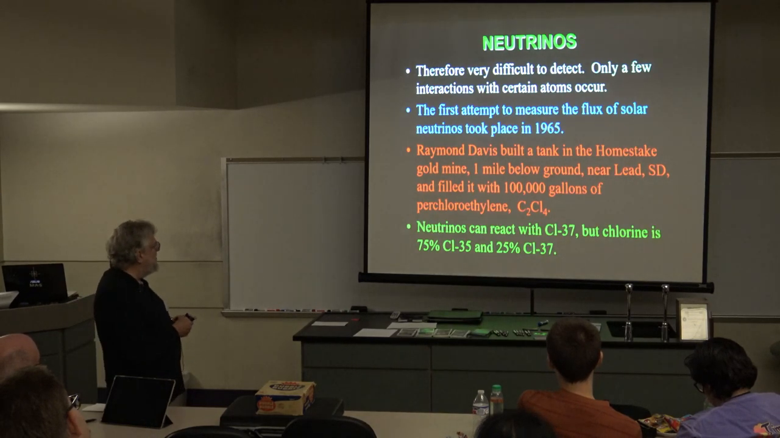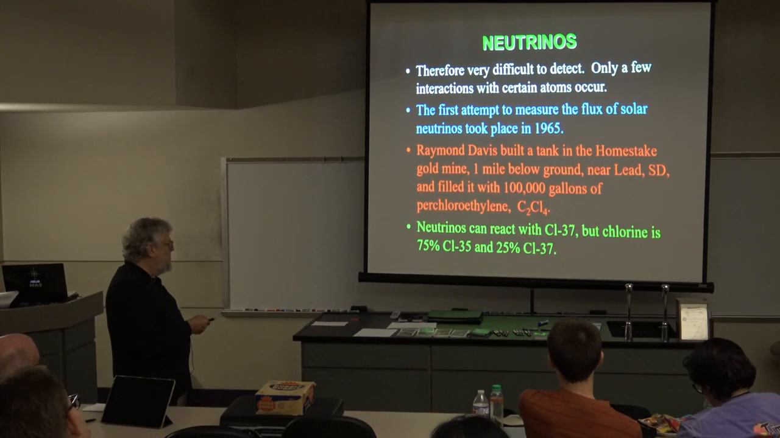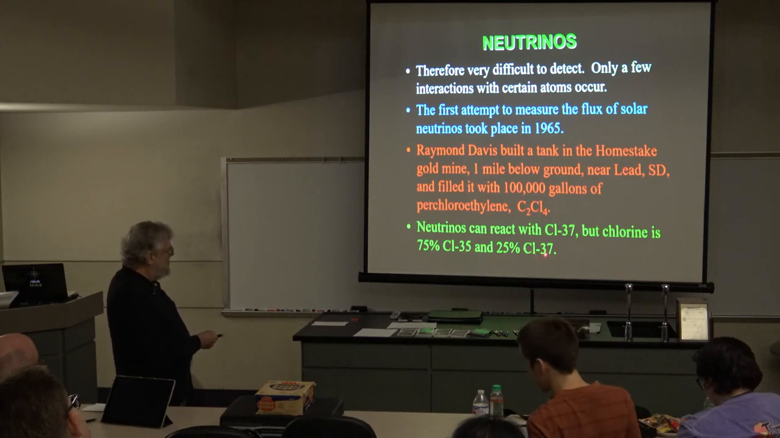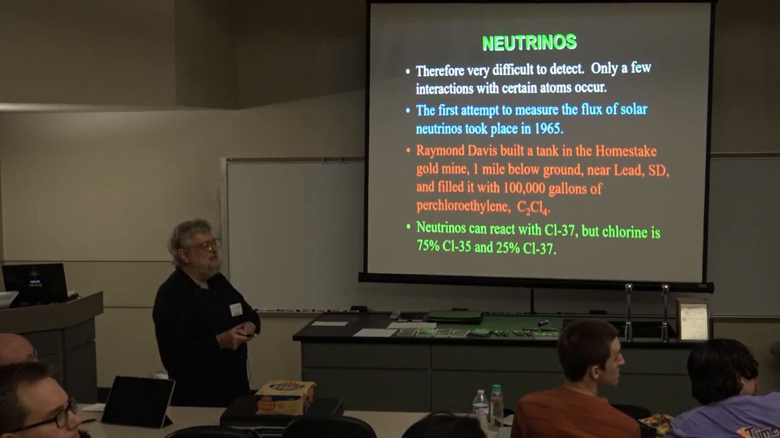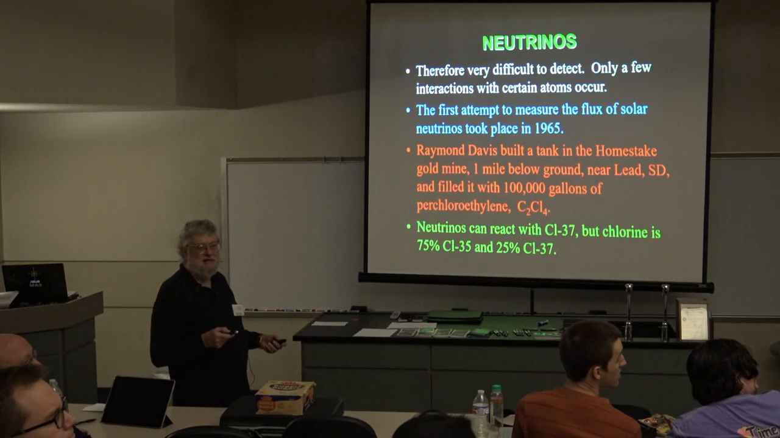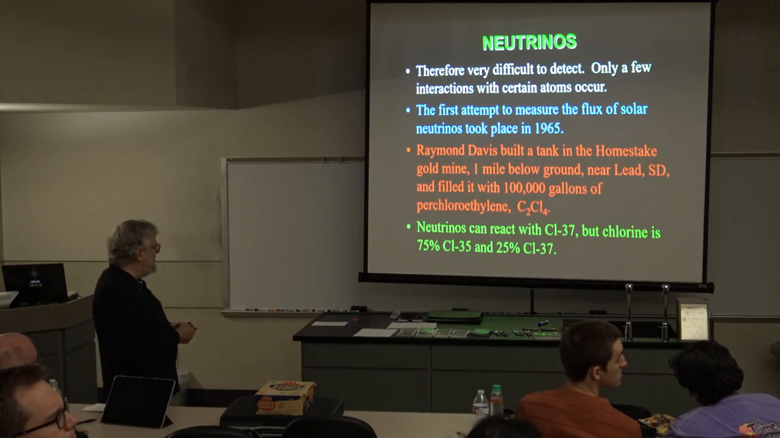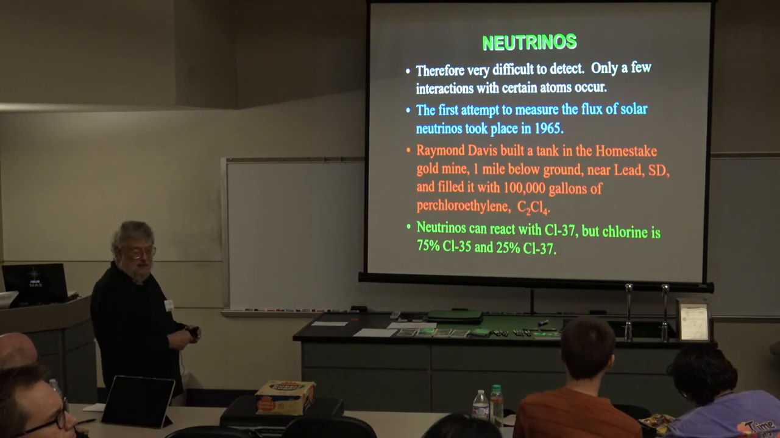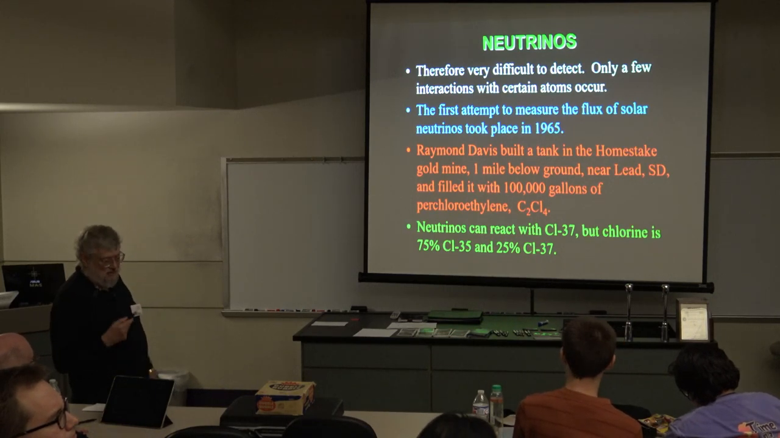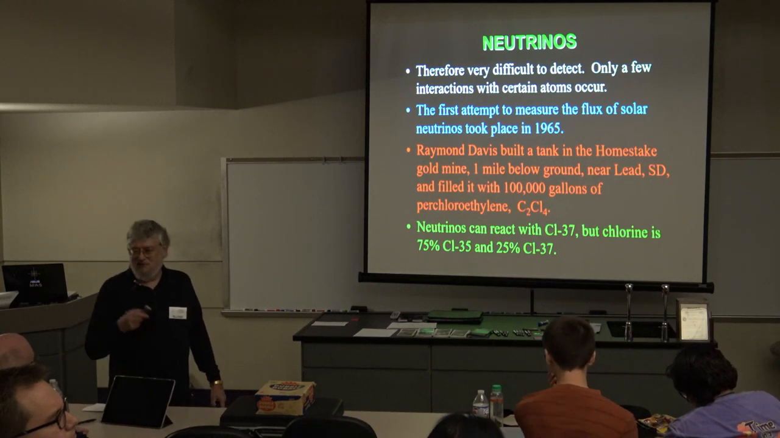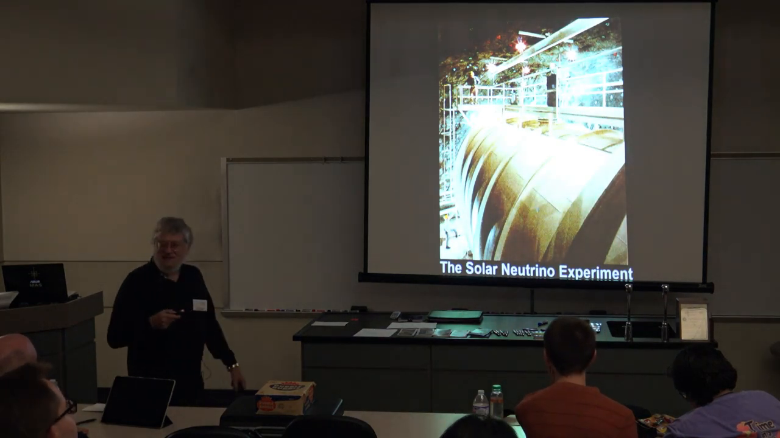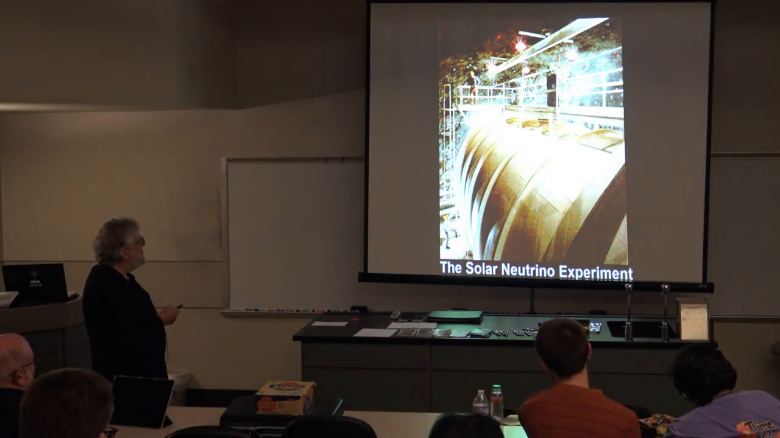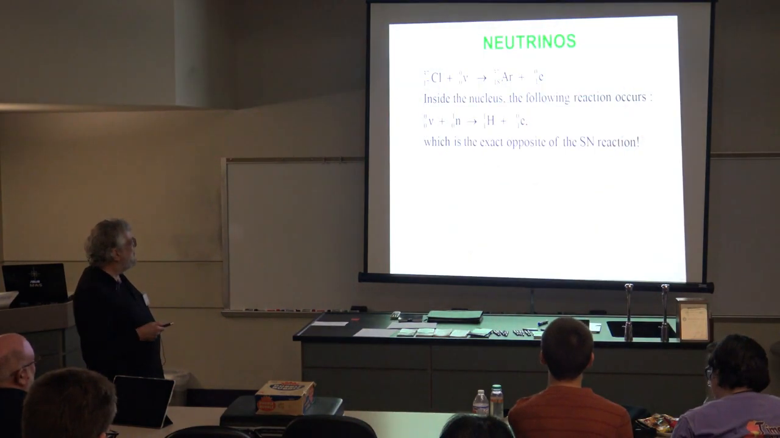Now, neutrinos can react with chlorine 37, but chlorine is about 75% 35, and the rest of it is 37. If you look at the periodic table over here where chlorine is, you'll see that the mass is 35.45, and that's the weighted average of mostly this and some of this. And it's only these that are going to work, so you're right off the bat, you've lost three-fourths of your detectors. Here's the tank. I could clean a lot of shirts. 100,000 gallons of dry cleaning fluid inside there.